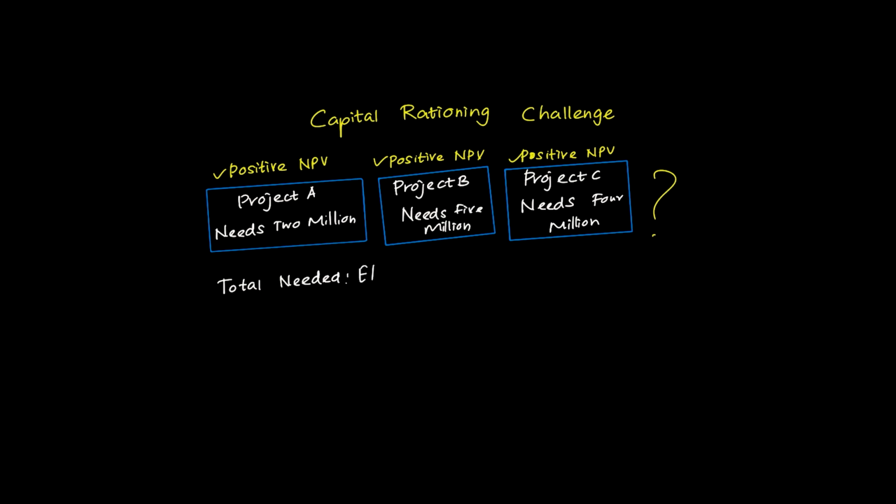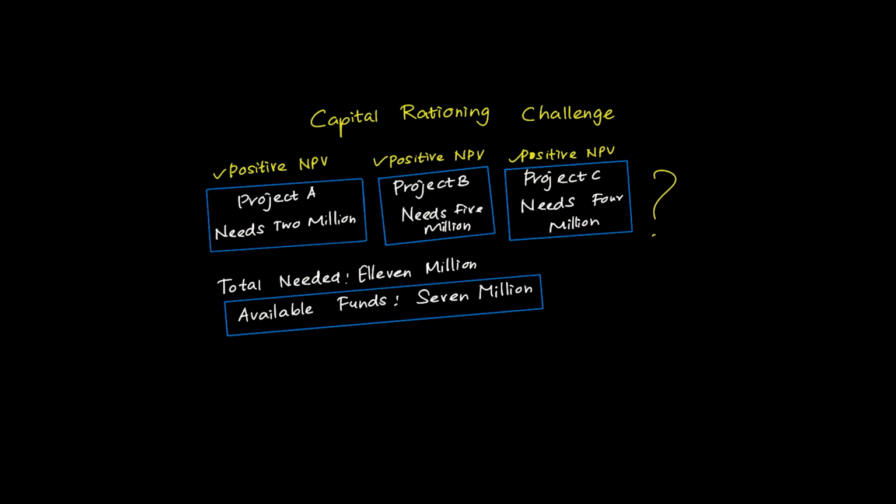Project A needs $2 million. Project B needs $5 million. Project C needs $4 million. That's $11 million total. But the company only has $7 million available. They must choose which projects get funded and which ones don't, even though all are profitable. This situation is called capital rationing. Rationing means allocating scarce resources among competing uses. Capital rationing occurs when investment capital is limited, forcing prioritization decisions.